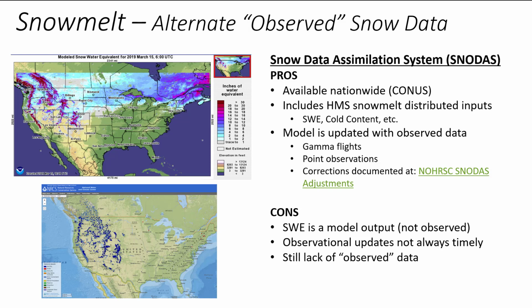While the SNODAS data is actually model output, the SNODAS model is corrected with observed data from gamma flights and point observations. Any model corrections then get documented online. Drawbacks of using the SNODAS data is that it is in itself model output and not actually observed data. Updates made to the SNODAS model from field observations are not always timely, and there's still a large discrepancy of observed data availability between the Western and the non-Western United States.